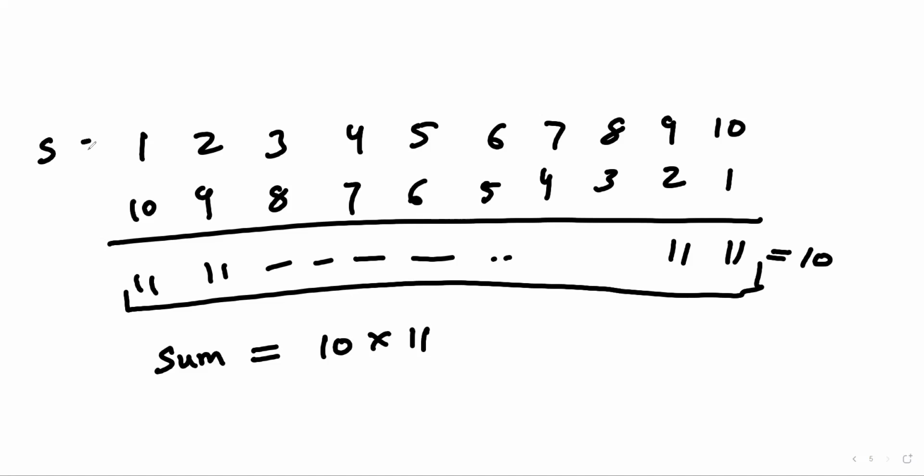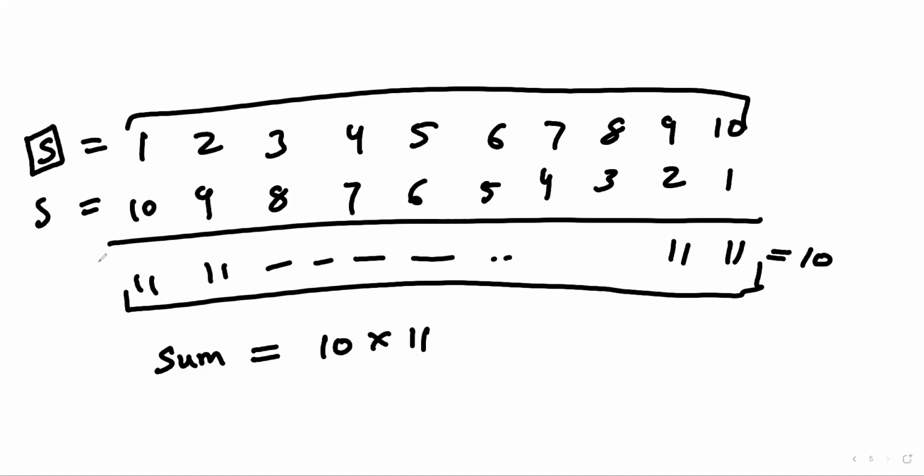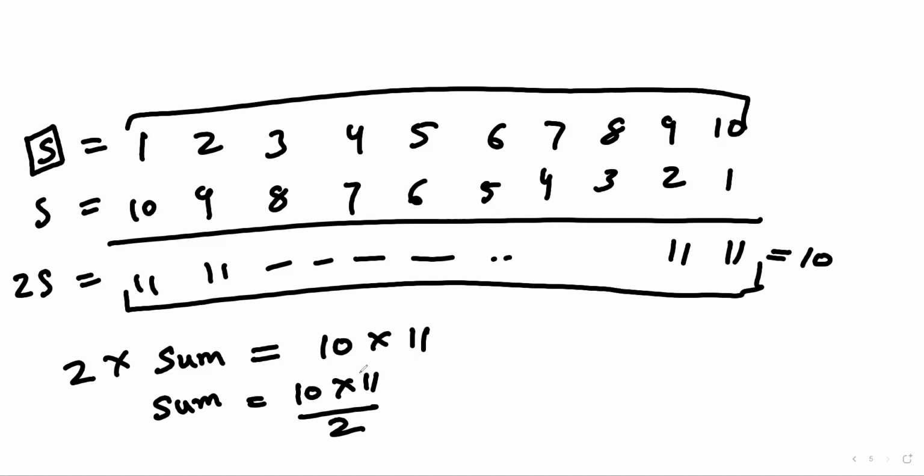No, it won't be right, because what we are supposed to find is this S. This is what we are supposed to find, the sum of first n natural numbers. But here, if we are adding these two things, what we are getting is 2S. So actually the sum would be 10 into 11 divided by 2. This would give us the result that we want to get. Does this make sense, guys?